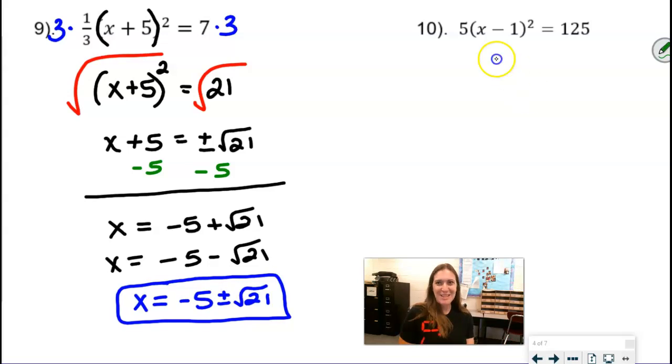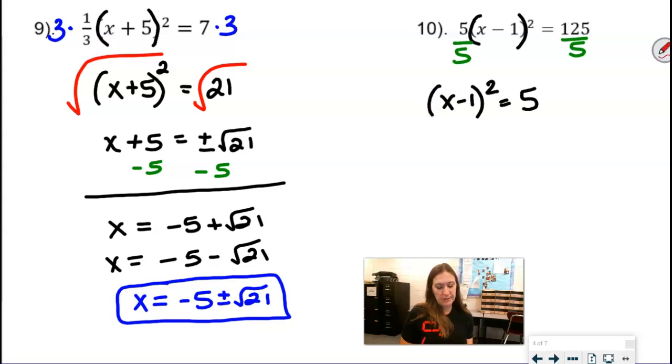All right, number 10, same idea. We want to isolate the thing that's being squared. So once again, this is the thing that's being squared. So let's divide by 5 on both sides. So now we have the quantity x minus 1 squared equals 5. And then now it's time to square root.